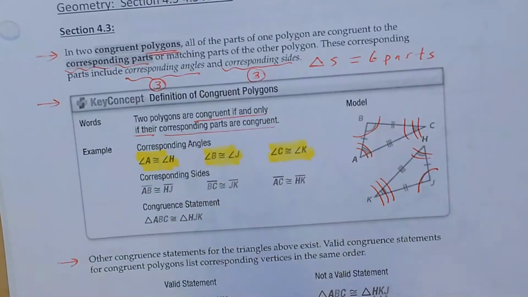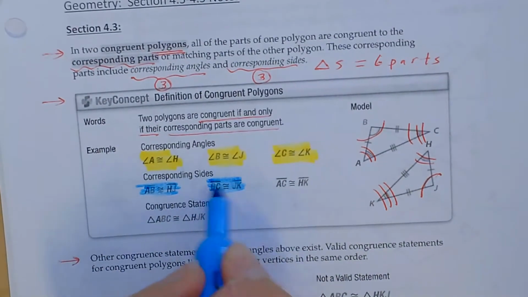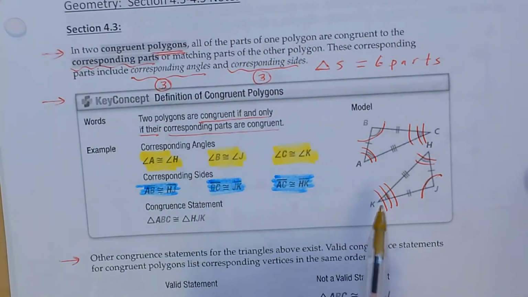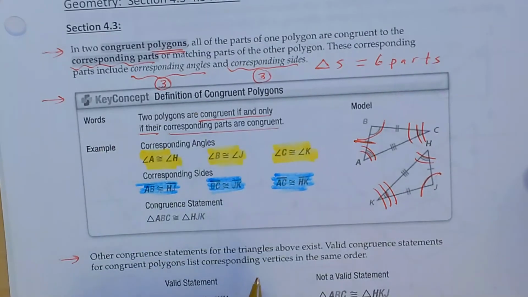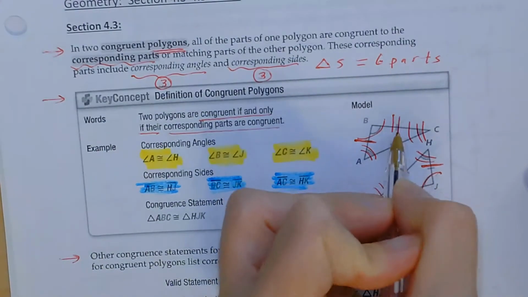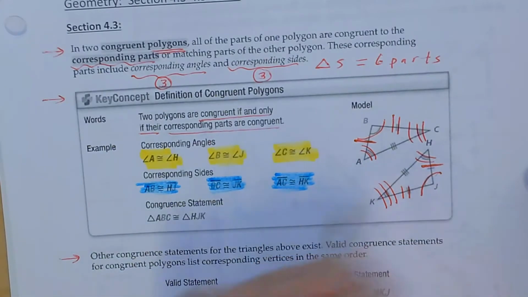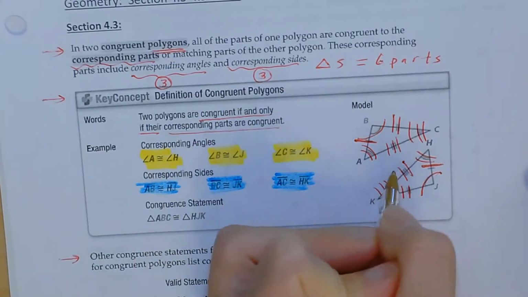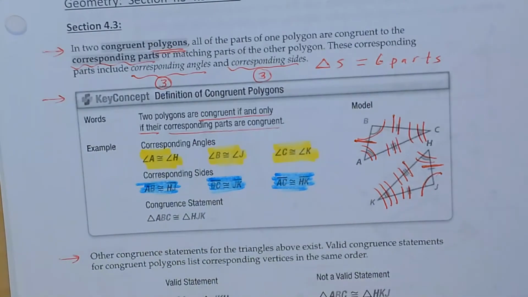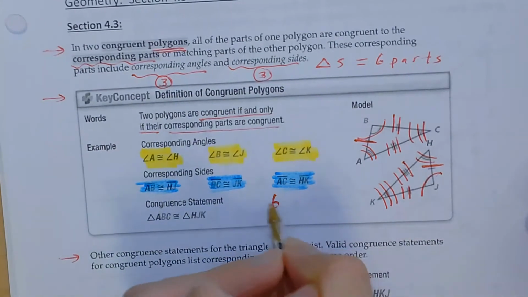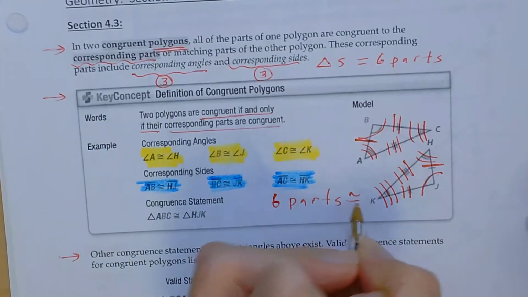Then you're also going to look at the sides. You're going to have 3 sets of corresponding sides. So how would you know which sides correspond to each other? We'll go to the picture. AB has 1 tick, so HJ has 1 tick. That means those sides correspond and they're congruent. Then segment BC has 2 ticks, is congruent to JK, which has 2 ticks. And likewise, AC has 3 and HK has 3. So when you get done marking your pictures, you would be able to mark 6 parts that match the other 6 parts. So I'm going to say 6 parts are congruent.